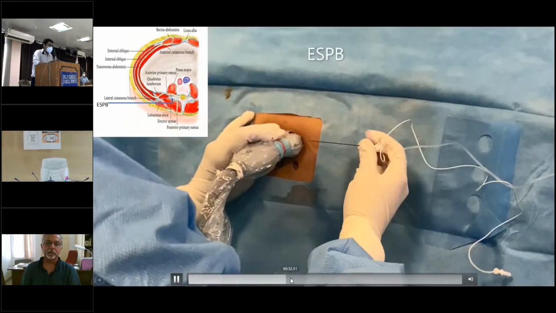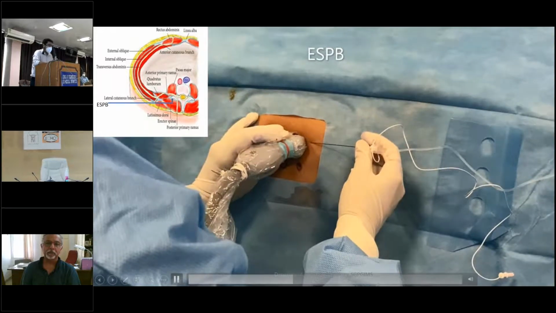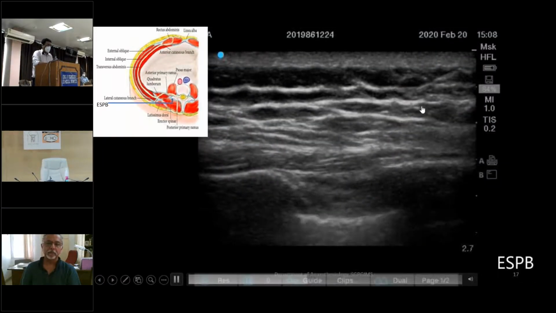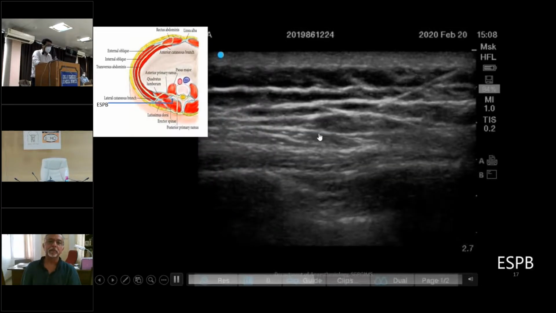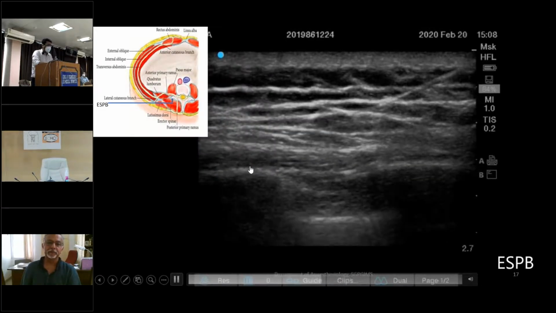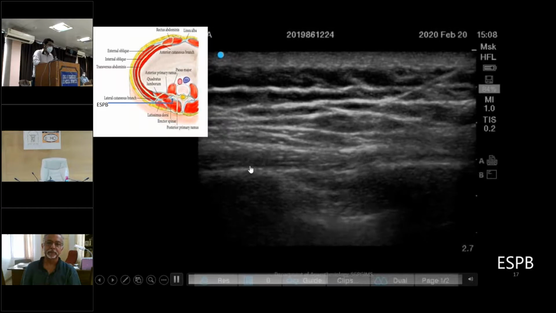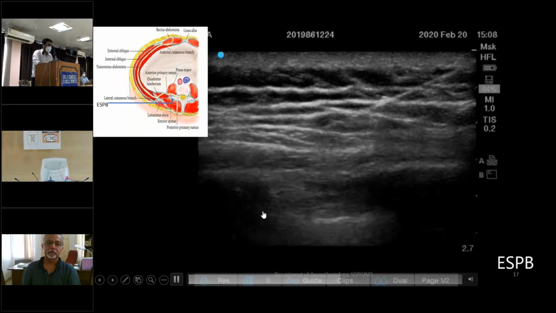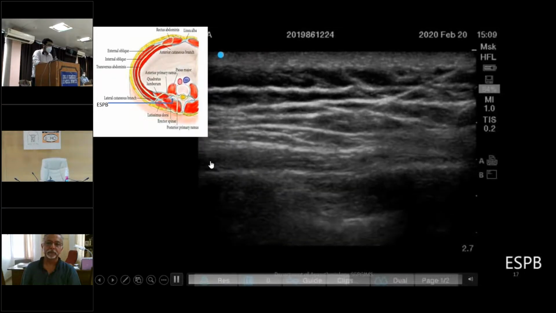Now we will insert the needle again in plane approach. With in plane approach, we get greater safety as we tend to see the whole course of the needle. The needle is coming from here. Once we reach the transverse process, we give a small test injection of saline. What is shiny and moving below is the pleura.